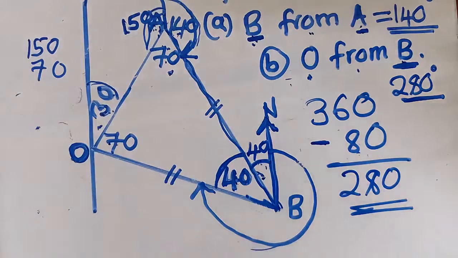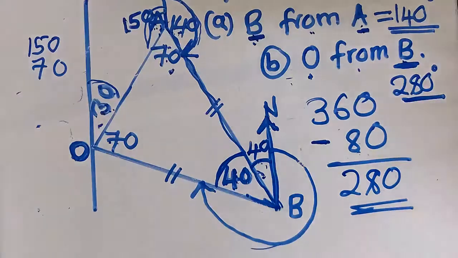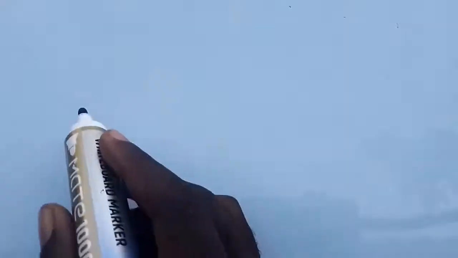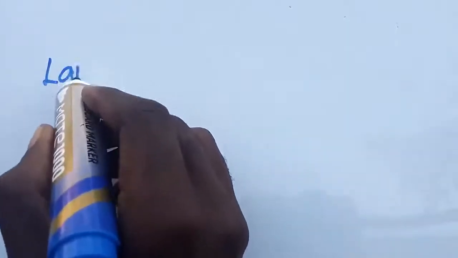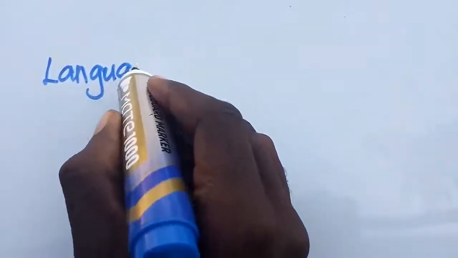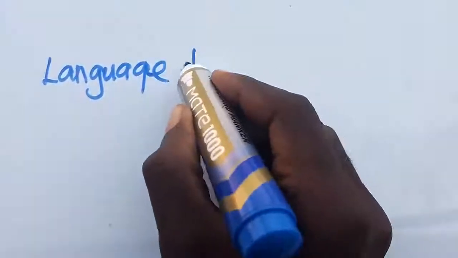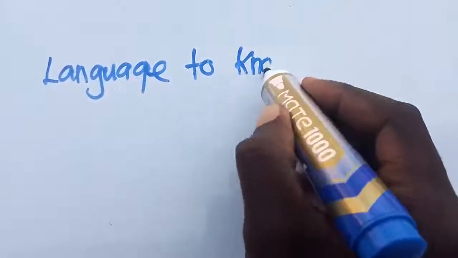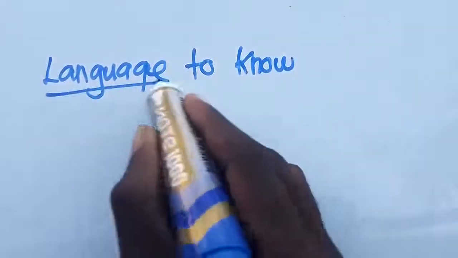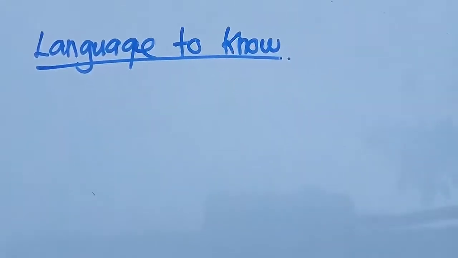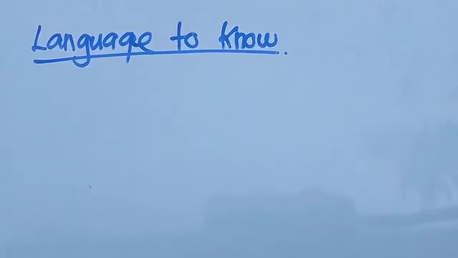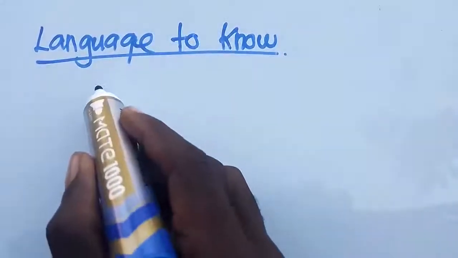So this is what we are going to do. I'm going to put a simple thing here, which I'll say: language to know. This is the language to know under angles, so this will help you a lot. What language are you supposed to know? The first one is like this.